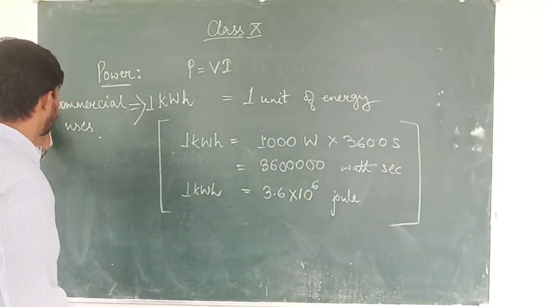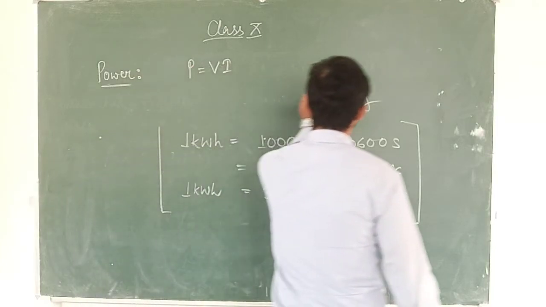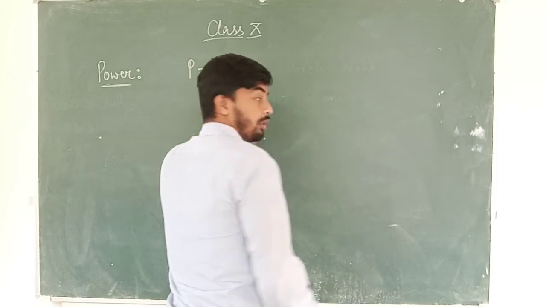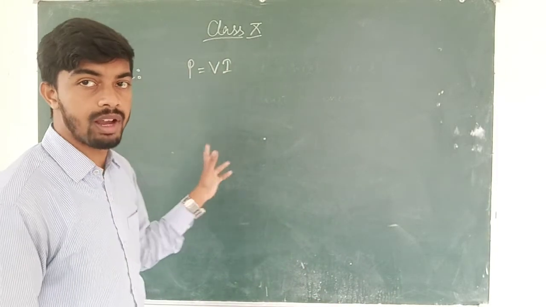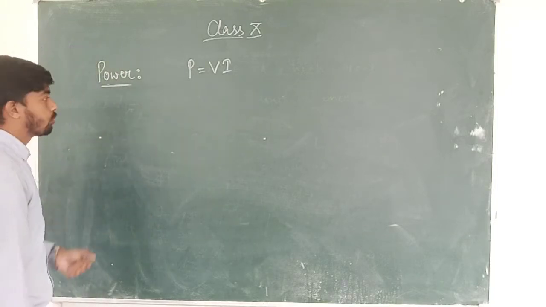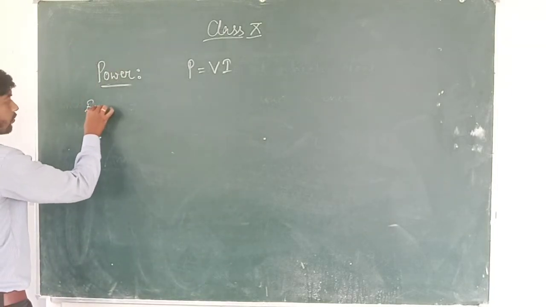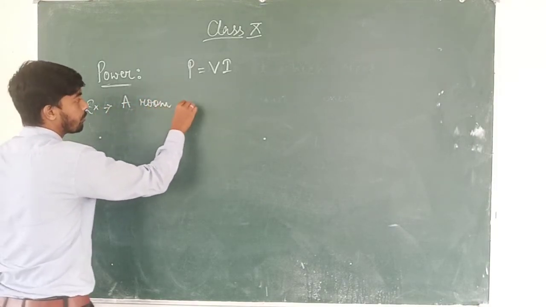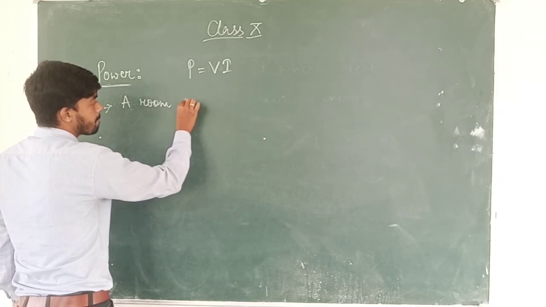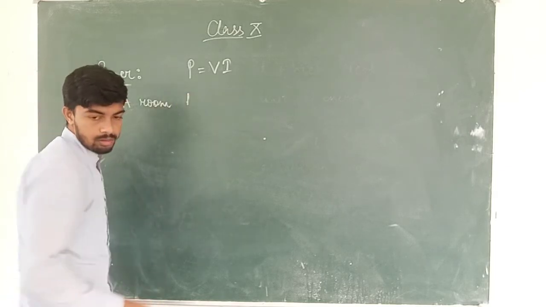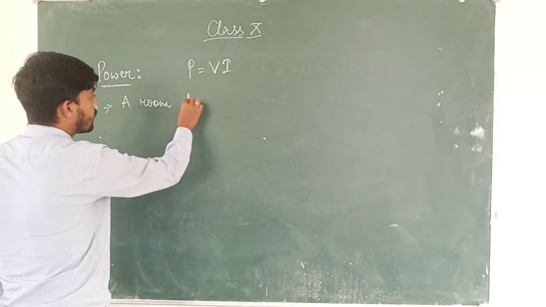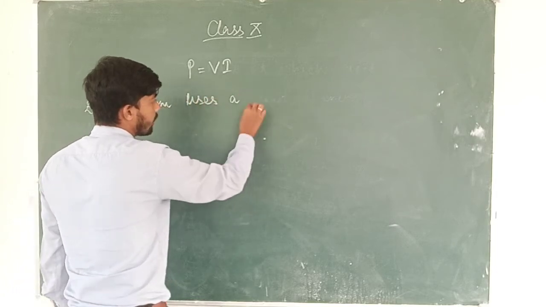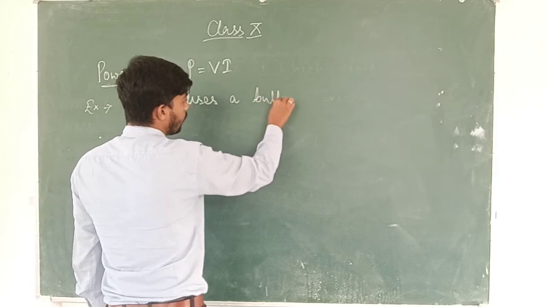Okay, this much. Now just one small question related to power. If you want to write, you can pause the video and write down the particular things. So, for example, there is a question: a room uses a bulb. How will we change the question? We just did this bulb question.